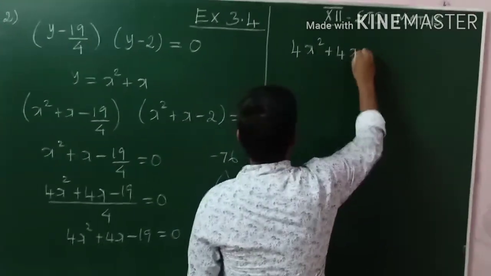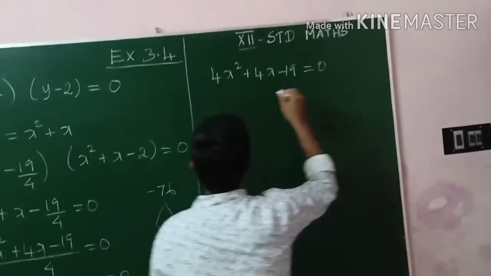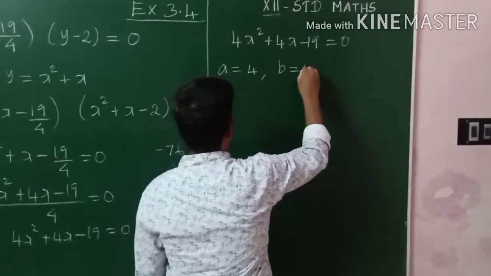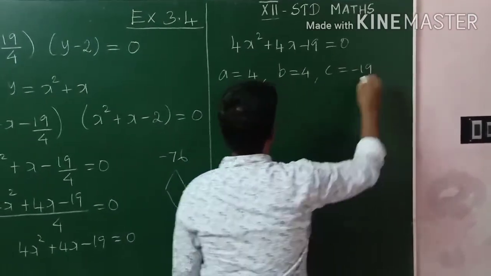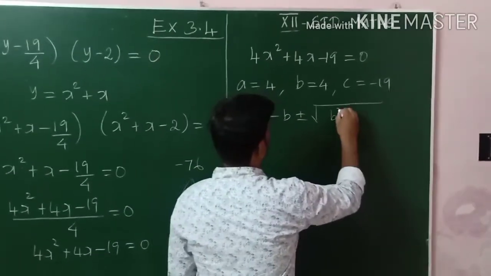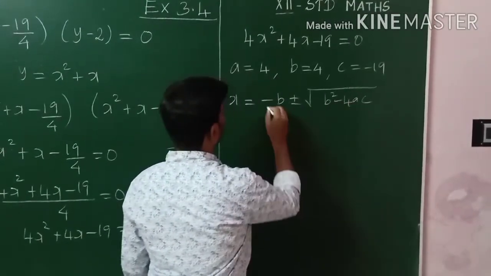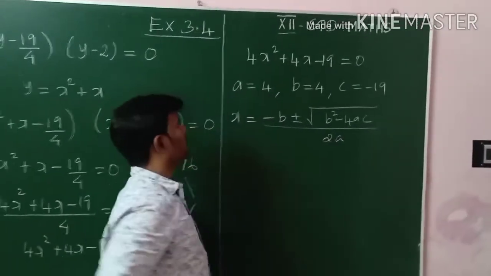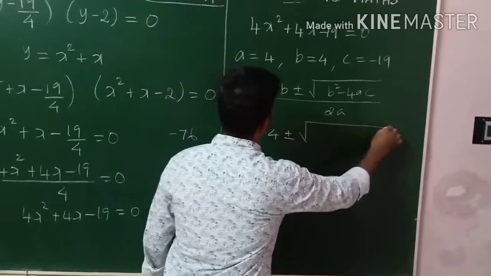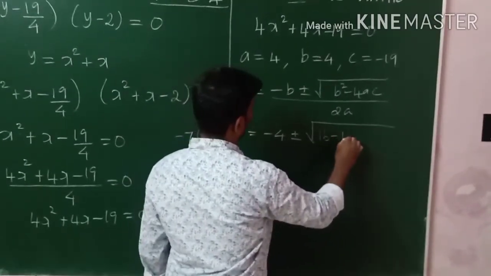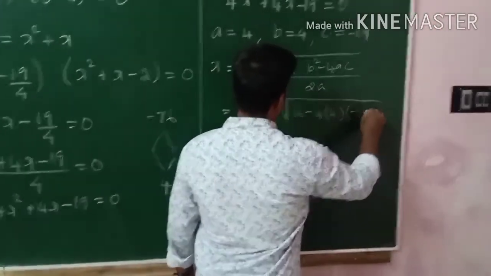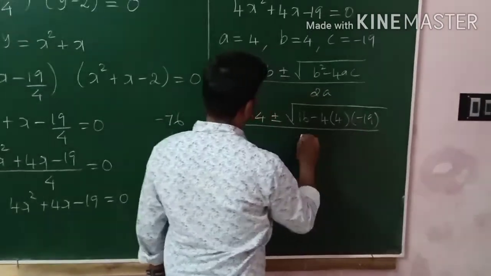4x square plus 4x minus 19 equal to 0. Coefficient of x square is a, so 4. Coefficient of x is b, again 4, and c is what? Minus 19. What is quadratic formula? Minus b plus or minus square root of b square minus 4ac whole divided by 2a. So minus b, minus 4, plus or minus square root of b square, 4 square 16, minus 4 into the value of a, which is 4, and the value of c, which is minus 19, by 2 into a.